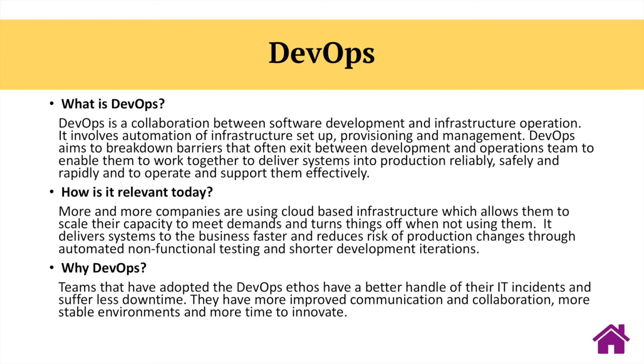So DevOps is a collaboration between software development and infrastructure operations. It aims to break down barriers that often exist between development and operations teams, so they can work together to deliver systems into production reliably, safely, and rapidly, and to operate and support them effectively. So how is it relevant?